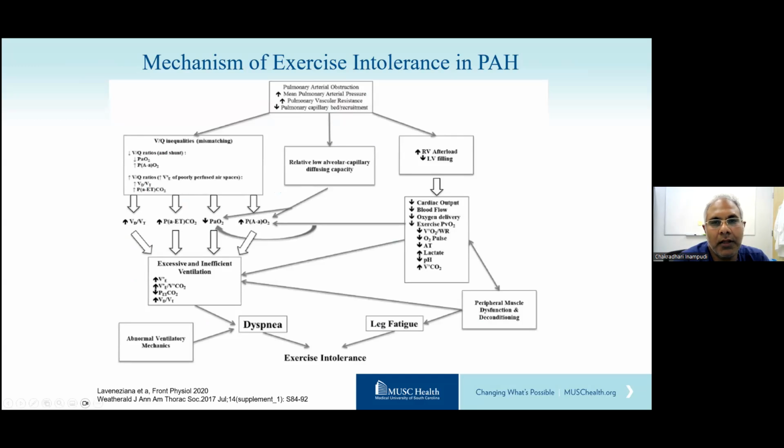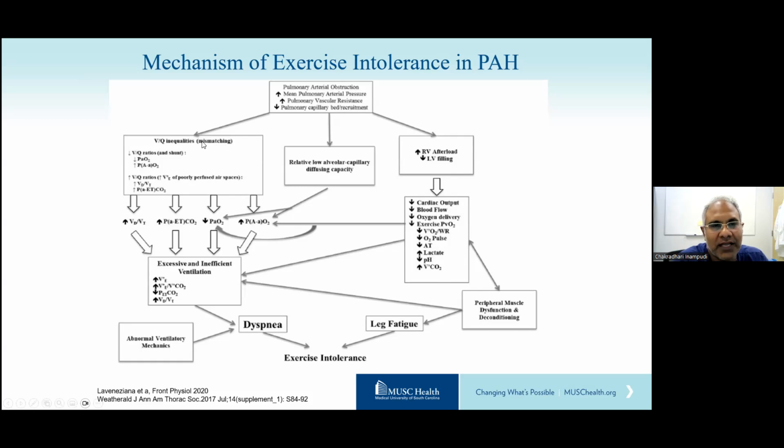As you could see here, patients have pulmonary arterial obstruction in primary pulmonary hypertension, or whether you have chronic thromboembolic PH. There is increase in the mean PA pressure, and there is decrease in pulmonary capillary bed recruitment. Then ultimately, from a cardiac standpoint, there is increase in RV afterload with associated decrease in LV filling. This ultimately leads to decrease in cardiac output, which translates into decreased peak VO2 or peak VO2 work rate ratio. There's also, because of the decreased blood flow, peripheral muscle dysfunction and deconditioning that happens with time. That ultimately leads to leg fatigue, which is one of the most common reasons why patients actually stop exercising.